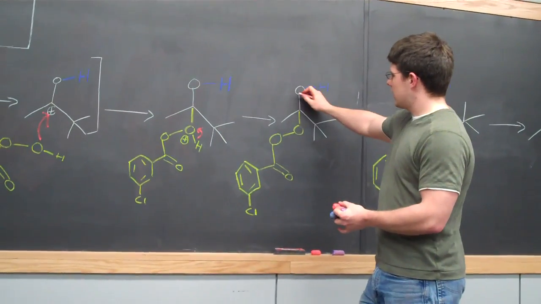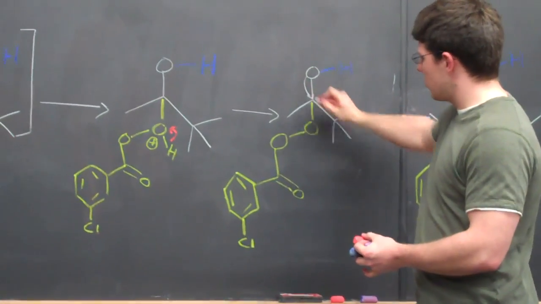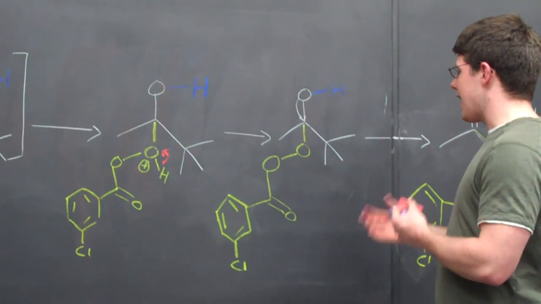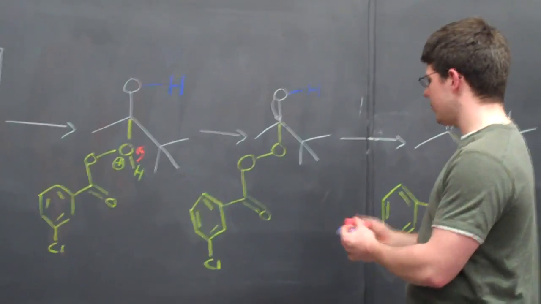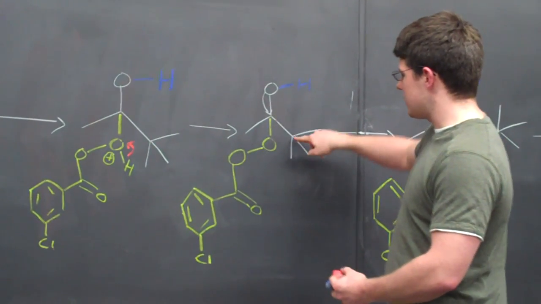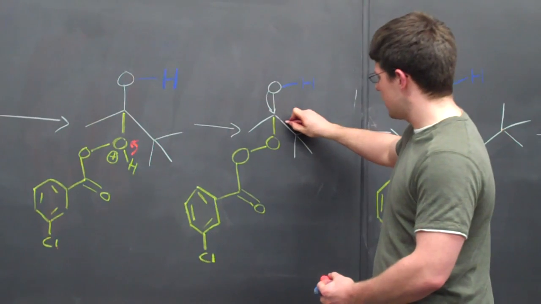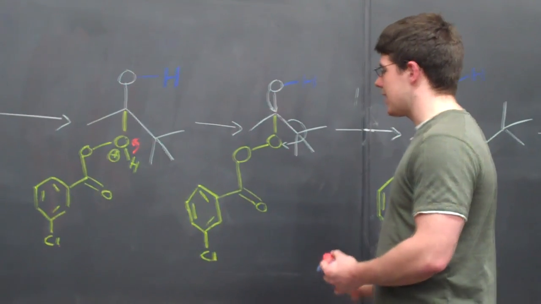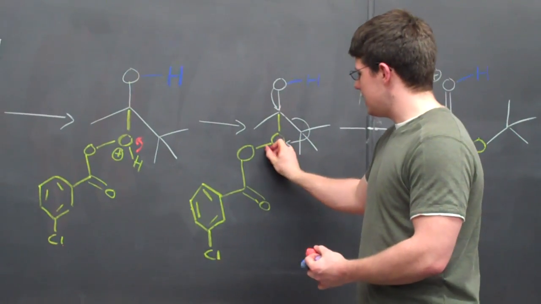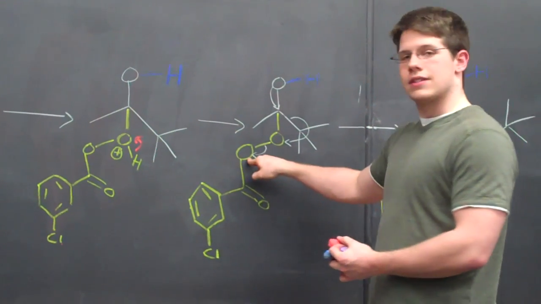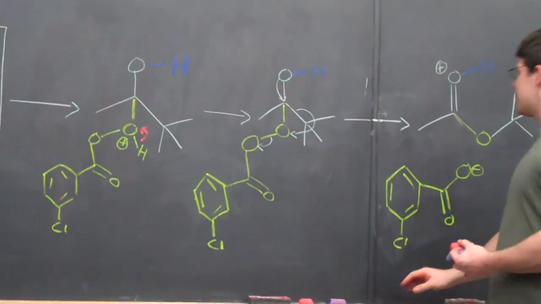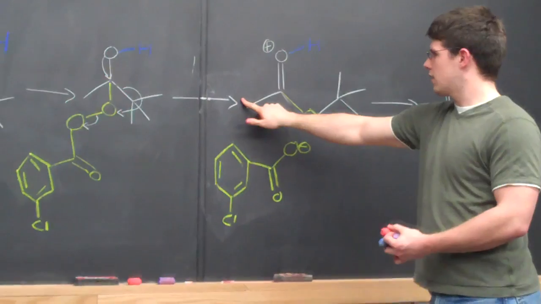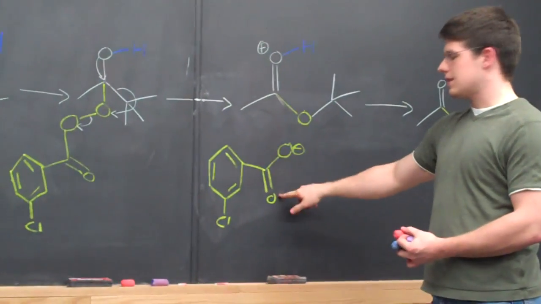The ketone reforms, the carbonyl group reforms, and as that happens, these electrons in between this carbon and that carbon add to the oxygen. And as those electrons add to the oxygen, these electrons get dumped on that oxygen, which leaves us with this molecule and this molecule, which is resonance stabilized.